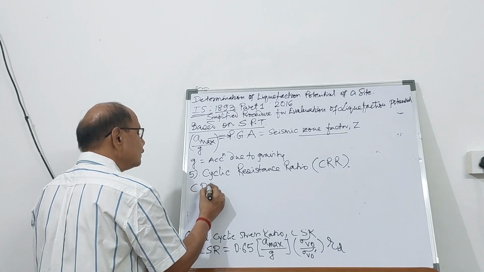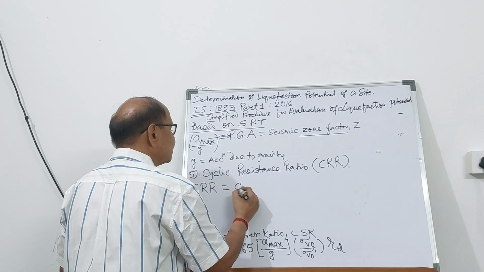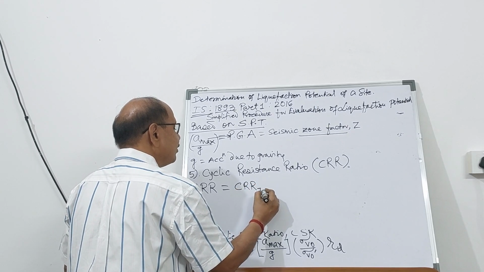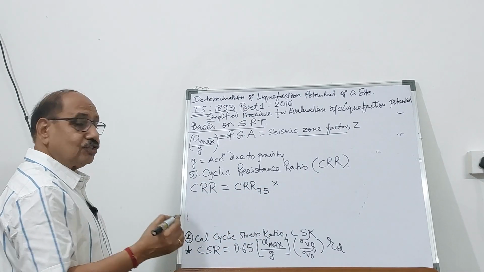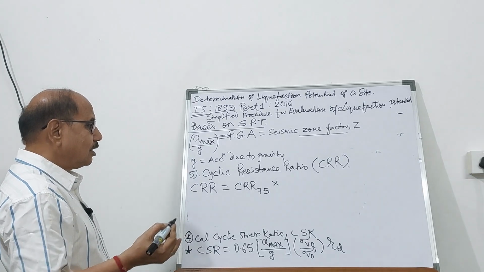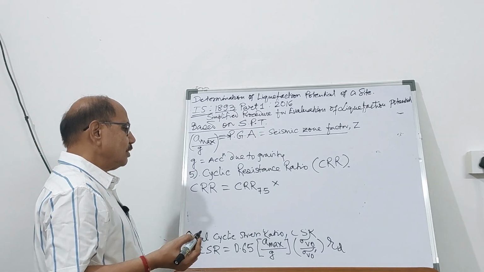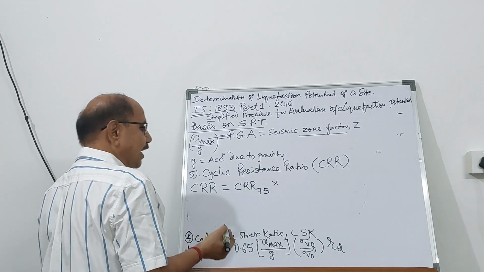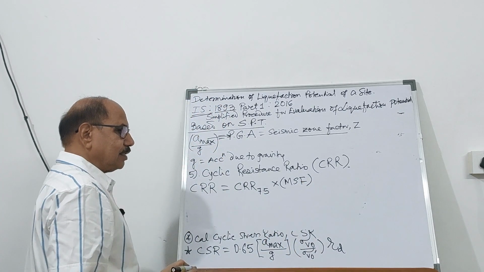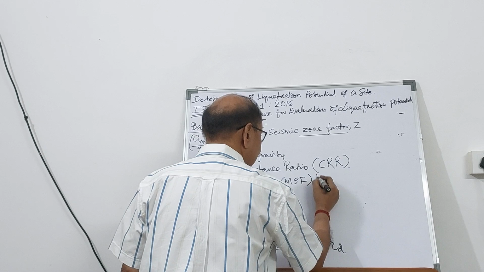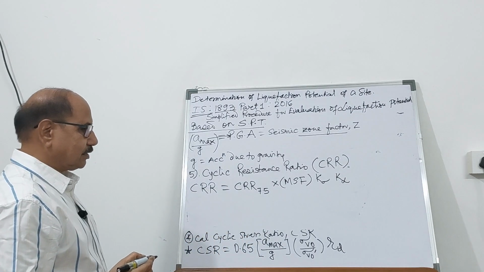CRR for any magnitude can be found out equal to CRR for 7.5, which you can always find out from the chart, which is a function of the ground resistance, and in SPT it is the function of the corrected N value for overburden correction, multiplied by the magnitude scaling factor, multiplied by K sigma into K alpha. These are the factors.